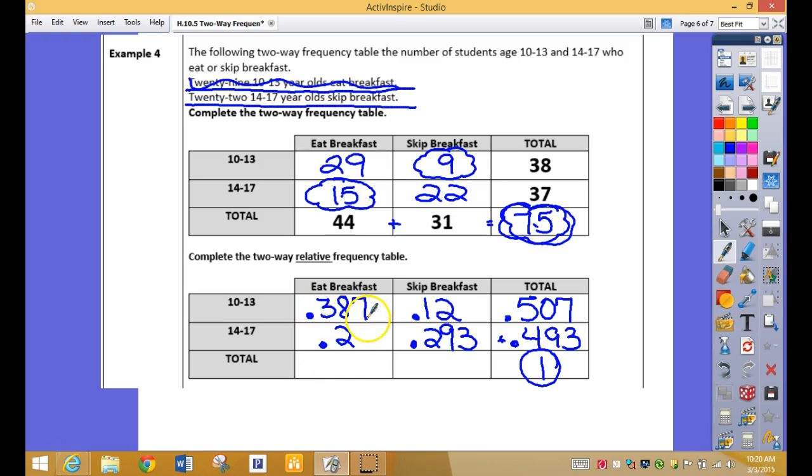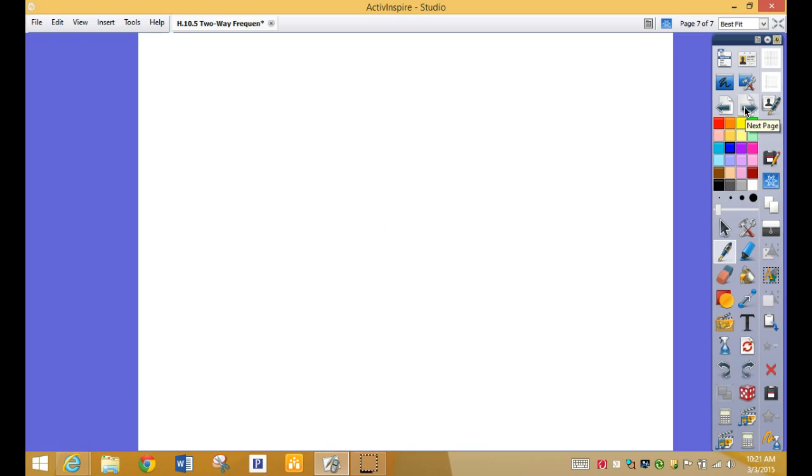What is 0.38 plus 0.2? Or 0.387 plus 0.2? 0.587. And here we're going to get what? 0.413. Do these, the final check. Does 587 thousandths plus 413 thousandths equal 1? It does. So we know we are correct. All right, your assignment is pages 4, 5, and 6.